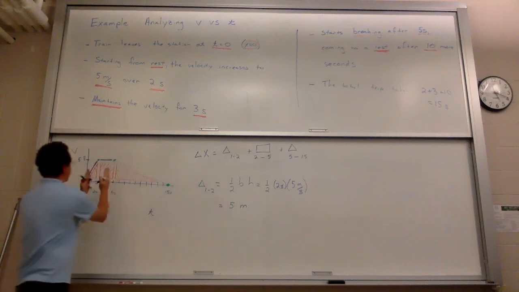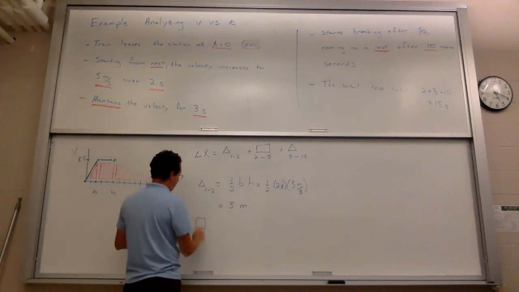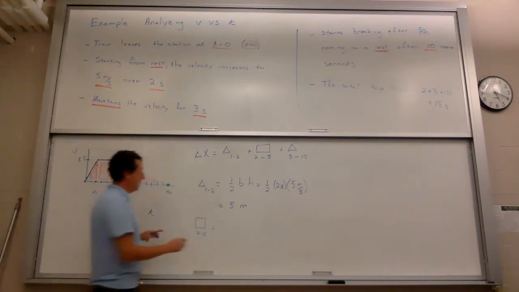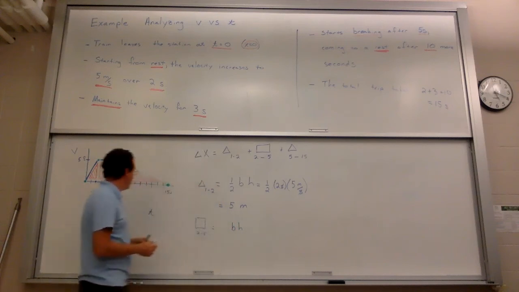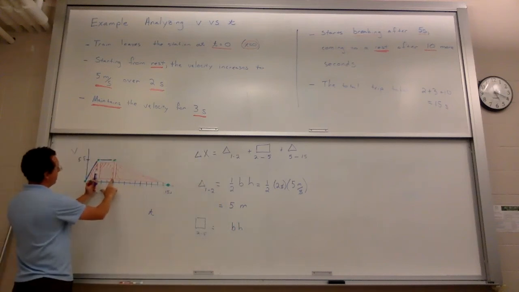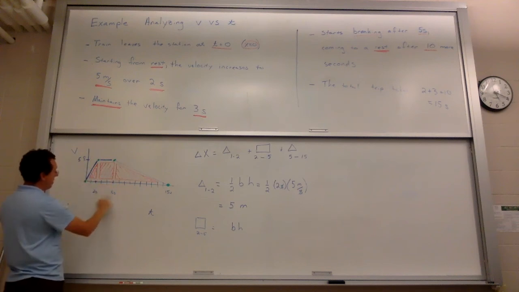2 to 5 seconds, I have a rectangle. So the area of the rectangle from 2 to 5 seconds, well, the formula for a rectangle's area is just base times height. We have to get the right base and the right height. Okay? The base here is the width of the rectangle. It's only the rectangle that matters. That's actually just 3. 5 minus 2.